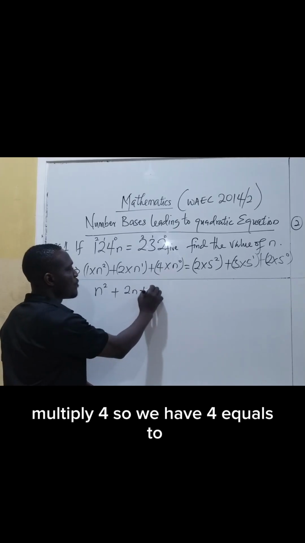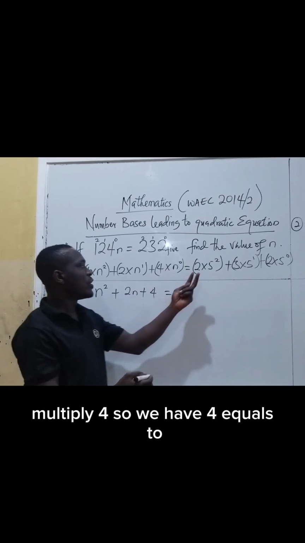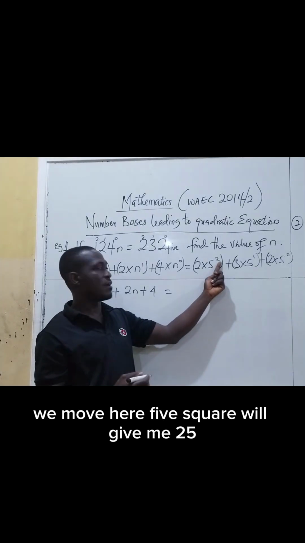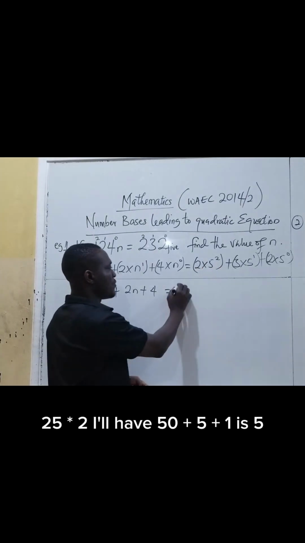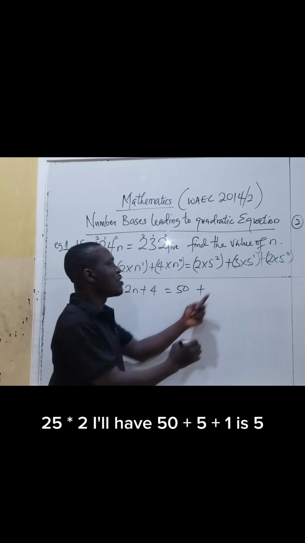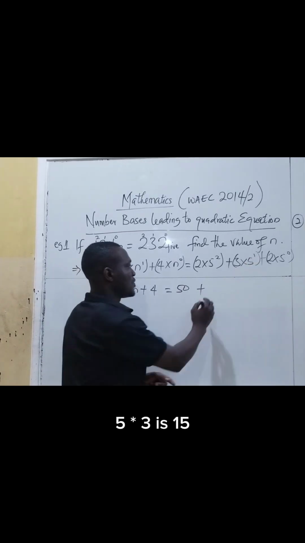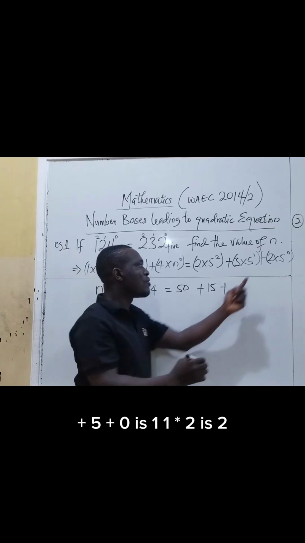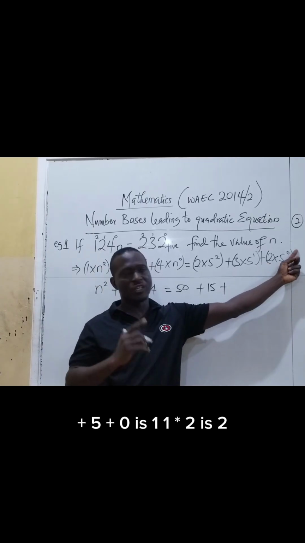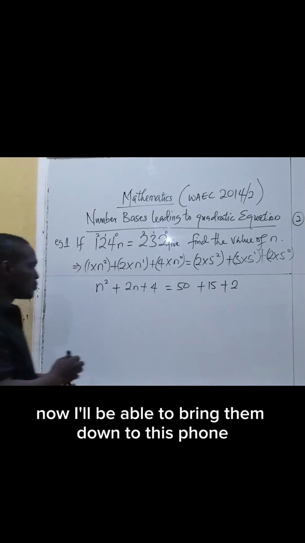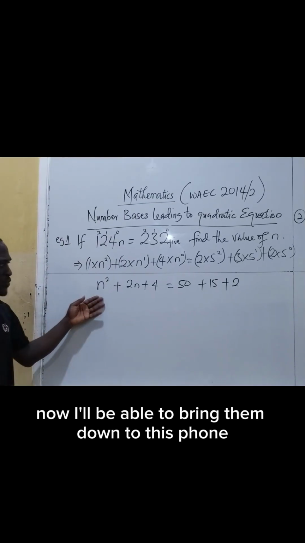So I will have 4 equals, we move here, 5 squared will give me 25. 25 times 2, I will have 50. Plus 5 raised to power 1 is 5. 5 times 3 is 15. Plus 5 raised to power 0 is 1. 1 times 2 is 2. Now I've been able to bring them down to this form.